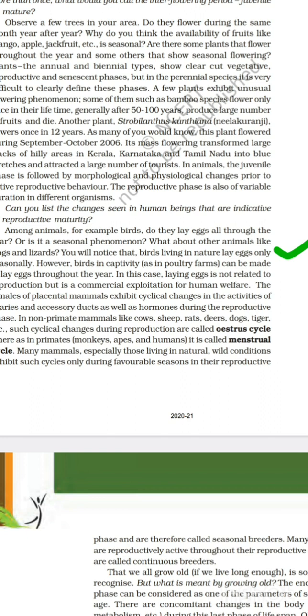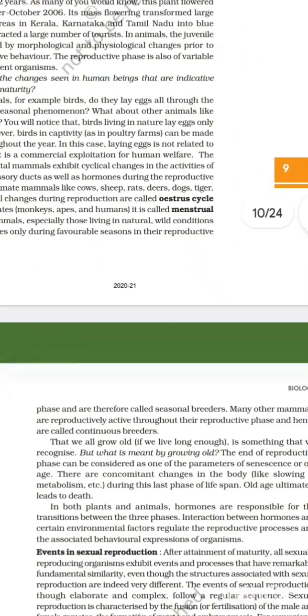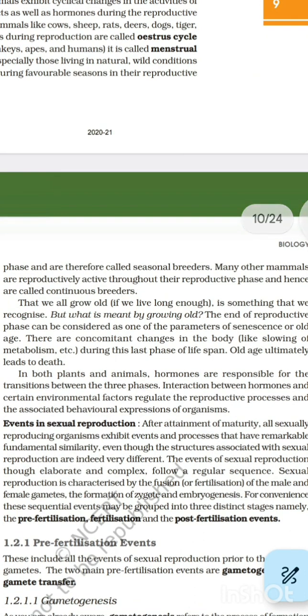The females of placental mammals exhibit cyclical changes in the activities of ovaries and accessory ducts as well as hormones during the reproductive phase. In non-primate mammals like cow, sheep, rat, deer, dogs, tiger, etc., such cyclical changes during reproduction are called oestrus cycle, whereas in primates such as monkeys, apes and humans, it is called menstrual cycle. Many mammals, especially those living in natural wild conditions, exhibit such cycles only during the favorable season in their reproductive phase and are therefore called seasonal breeders. Many other mammals are reproductively active throughout their reproductive phase and are called continuous breeders.